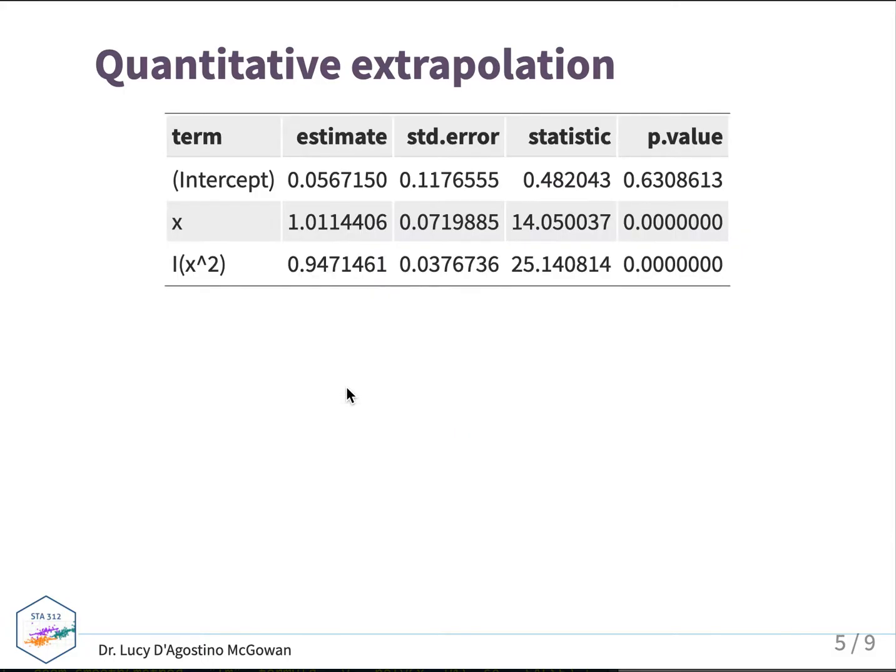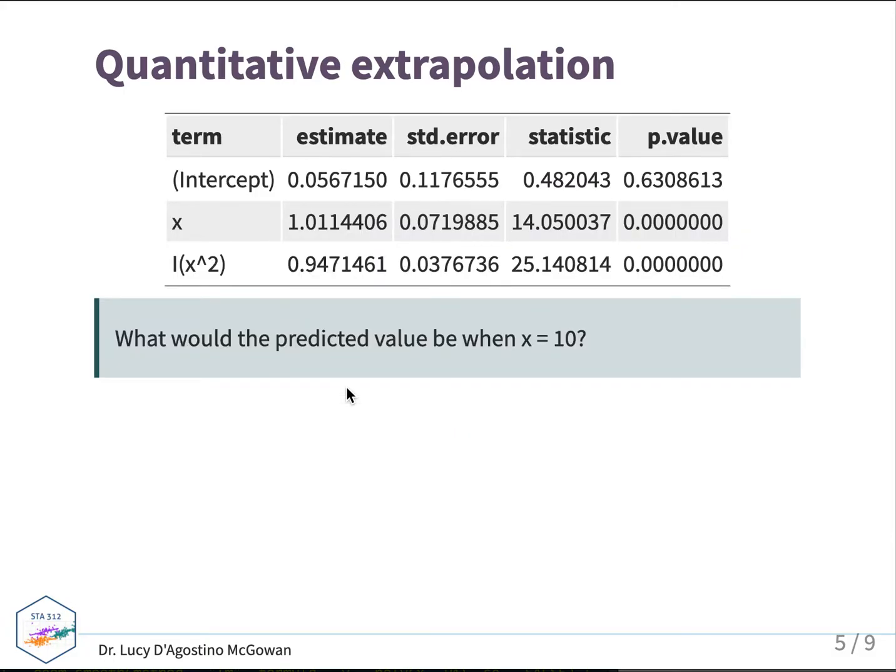So where can things go wrong? Well, if this is my output from my model, and let's say somebody asked me to get a predicted value when x equals 10, how would you do that? Well, from just this information, we know how to get that value. We just talked about calculating predicted values. In fact, we know how to even get a prediction interval on that value.